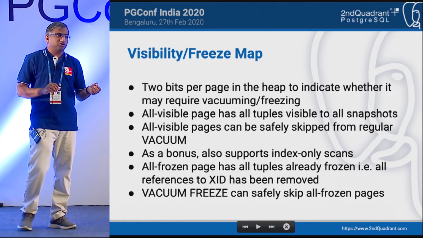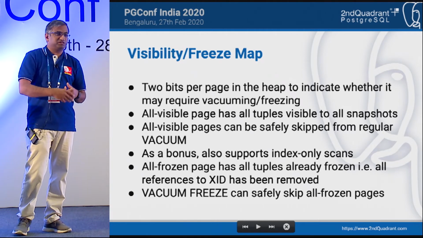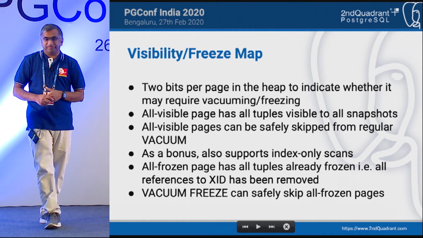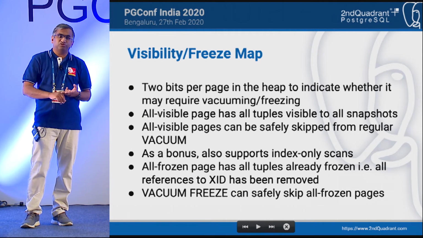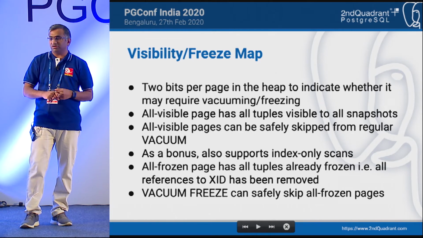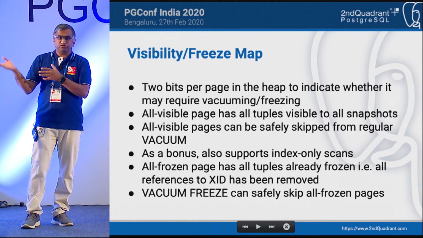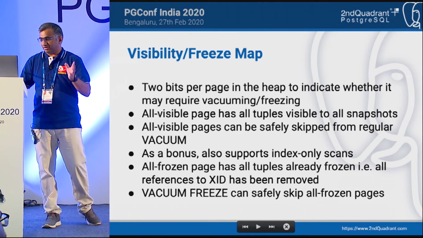Similarly, we store information about whether all rows in a particular block are visible to everyone or not. And if they are, then you don't have to do anything during vacuum operation. You don't have to do any visibility checks for any of the rows in that block. And you can also use index-only scans, which is a completely different topic, but yeah.